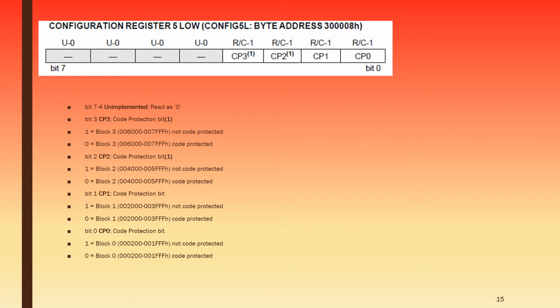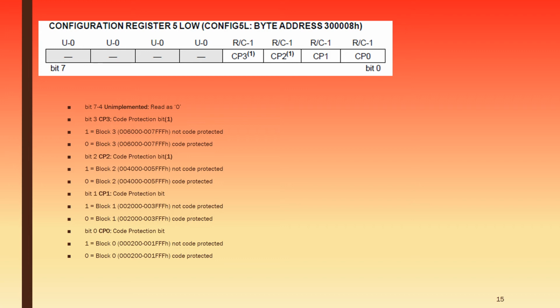The byte address is 300008H. Bits 7 to 4 are again unimplemented, read as 0. Bit 3 is CP3, the code protection bit. 1 means not code protected, and 0 means code protected. The address range 006000 to 007FFFH is not code protected. The addresses you also remember, otherwise it is protected.